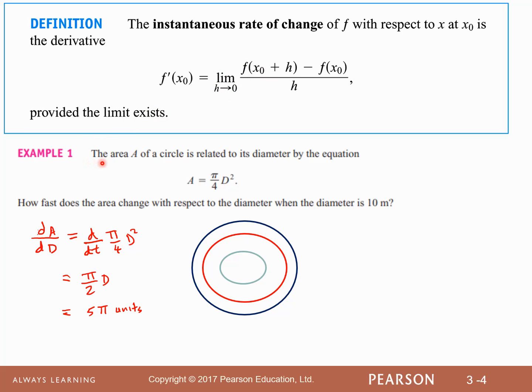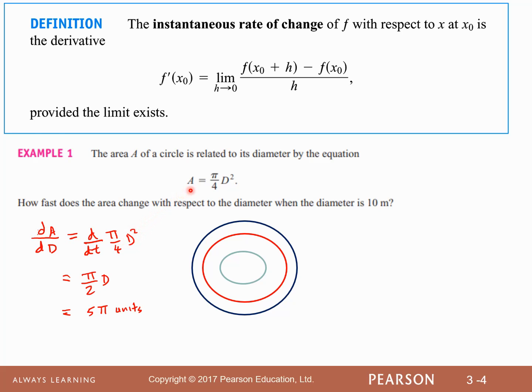Example 1 is about the area of a circle, okay, which is related to its diameter by this equation. That means the area is going to be equal to pi over 4 multiplied by d squared. Pi over 4 is constant, so it's not going to change, but changes in d is going to change the area. If d grows larger, then the area will grow larger. So that's why to find the rate of change also, we have to do the derivative of the area with respect to the diameter. So dA/dD equals d/dD of pi over 4 D squared.